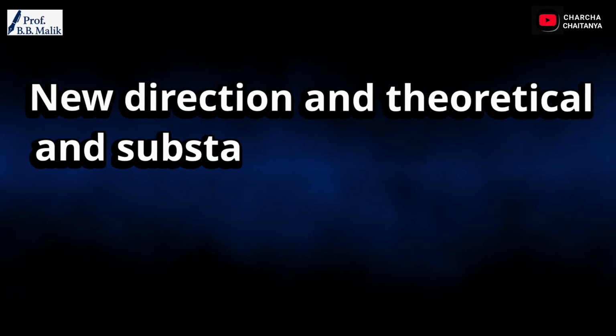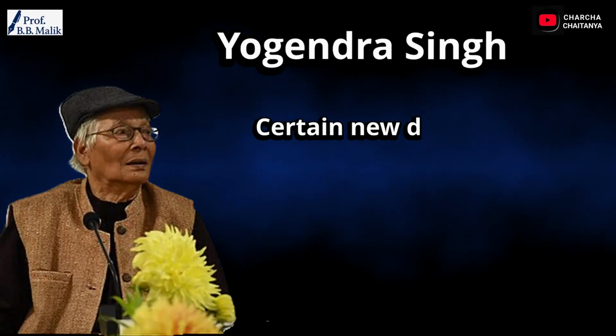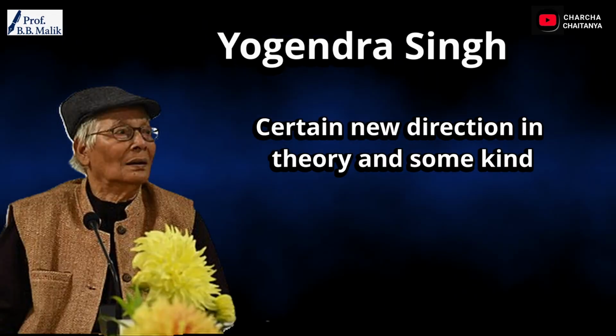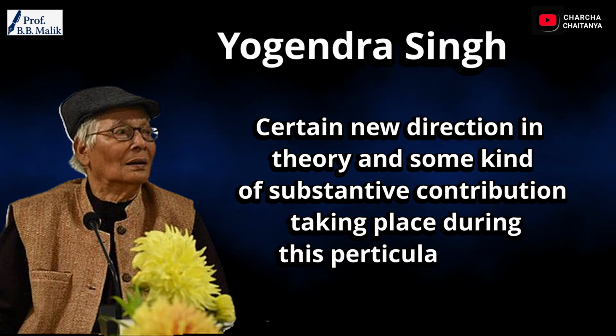Look at what happened during 1965 to 70, during these five years. I think some kind of innovation, some kind of newness, some kind of new directions were practiced, and during these new directions, theoretical and substantive contributions had emerged, and that is the period from 1965 to 70. So in terms of contextualizing these arguments, for 1965 to 1970, Yogendra Singh writes that certain new directions in theory and some kind of substantive contributions took place during this particular period.